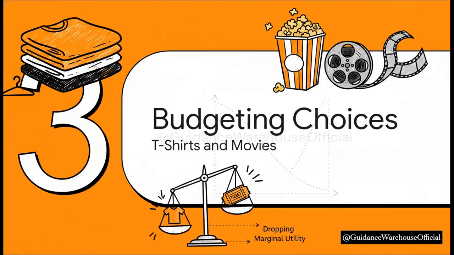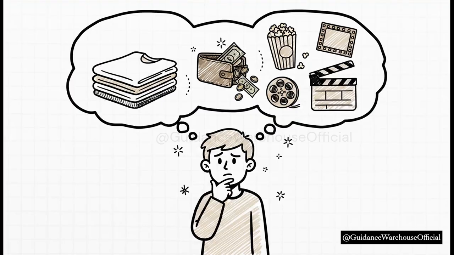Okay, let's make this super concrete with an example. Section 3, budgeting t-shirts and movies. Meet Jose. Jose loves 2 things in life: collecting t-shirts and watching movies. Now, he has a total budget of $56. T-shirts cost $14 a pop, and movies are $7 each. Obviously, he can't buy unlimited amounts of both. So how on earth does he choose the combination that gives him the absolute maximum total happiness?